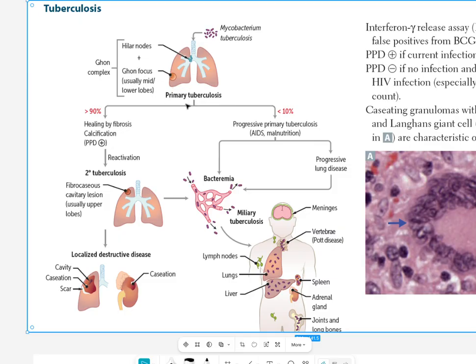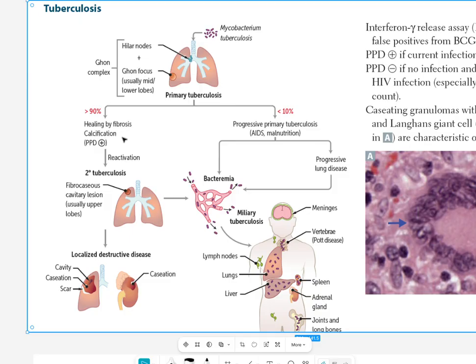Right? The Ghon focus. In 90% of patients, this Ghon focus is healed by fibrosis and calcification, and these patients become PPD positive, the purified protein derivative test positive, right? So basically, there's been one exposure to TB. But in 10% of patients, this progresses and becomes progressive primary tuberculosis. This happens in patients who have AIDS and malnutrition, right? So it becomes a progressive lung disease. This is in patients where the primary tuberculosis does not get healed by fibrosis and calcification.